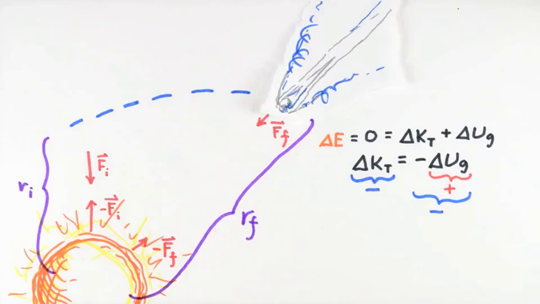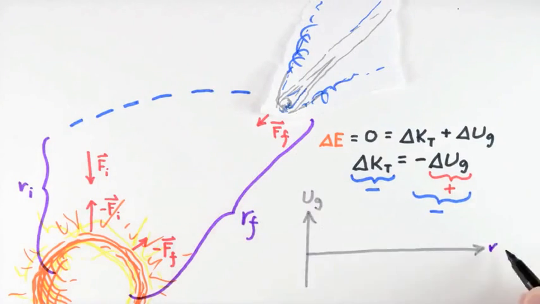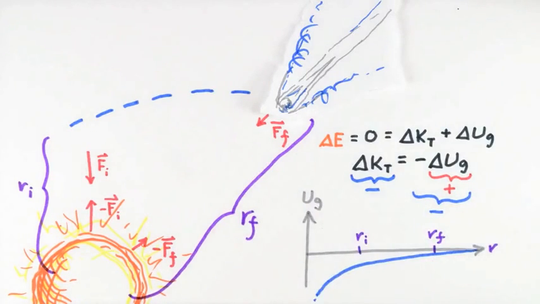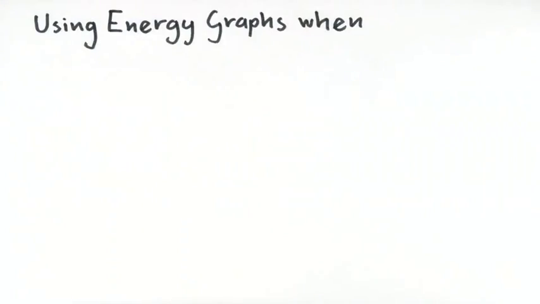Now, to this point, we see that this kind of graph, called an energy graph, helps us visualize the meaning of potential energies. But we can use the energy graph to visualize other energies as well. Let's see how this works.